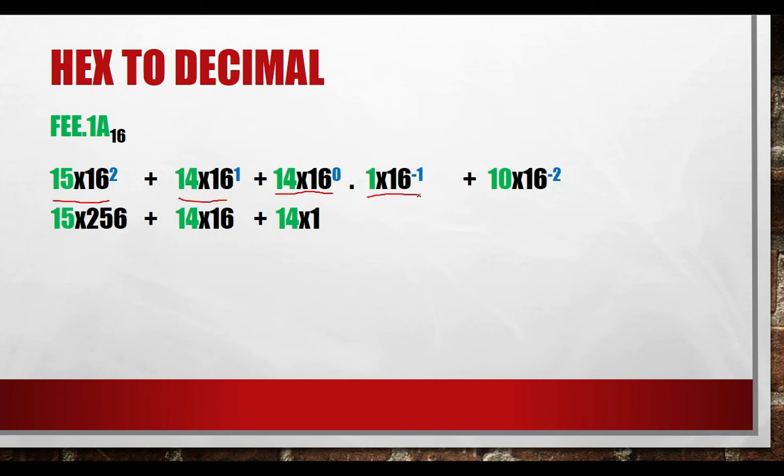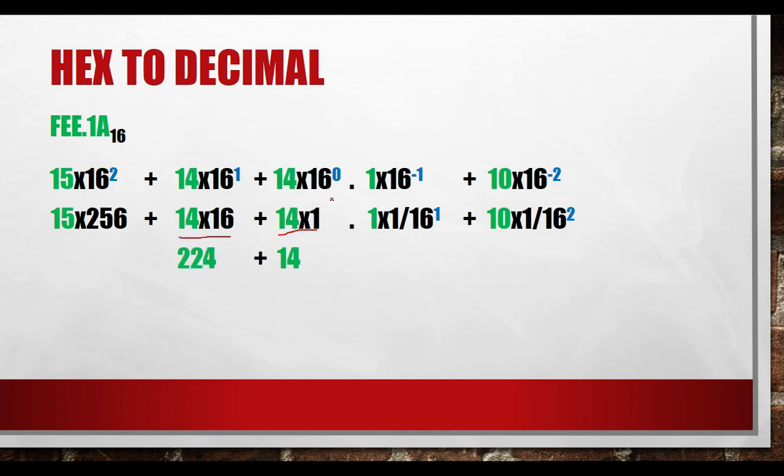Okay, now let's work on this part. So this becomes 1 times 1 over 16 raised to 1, plus 10 times 1 over 16 raised to 2. Let's start with the whole number part. So 14 times 1 becomes 14. And then 14 times 16 becomes 224. And then 15 times 256 becomes 3,840.